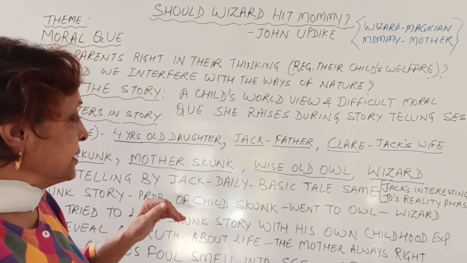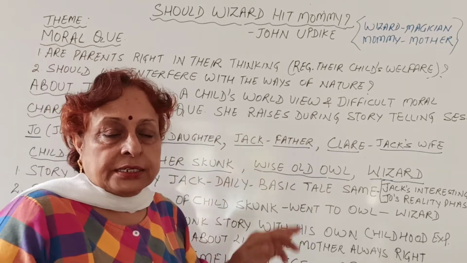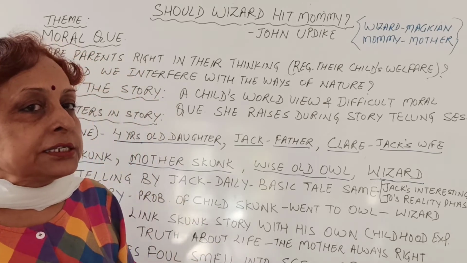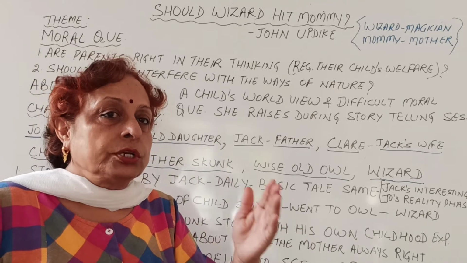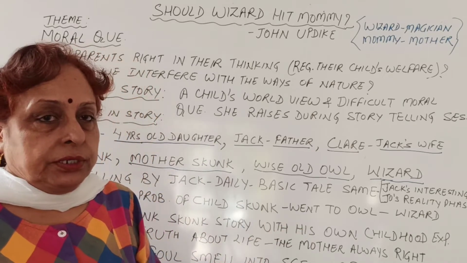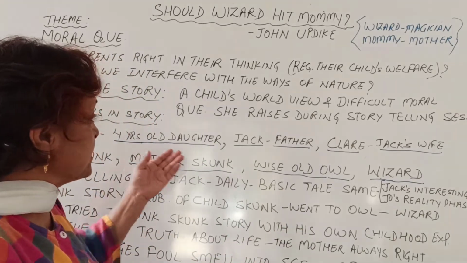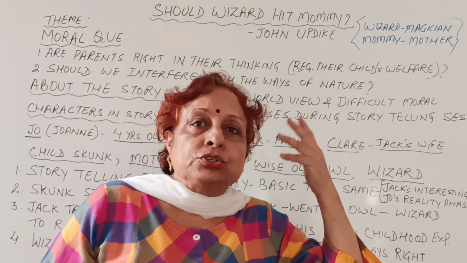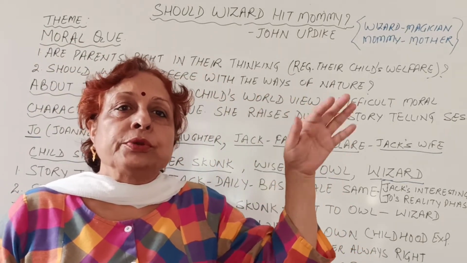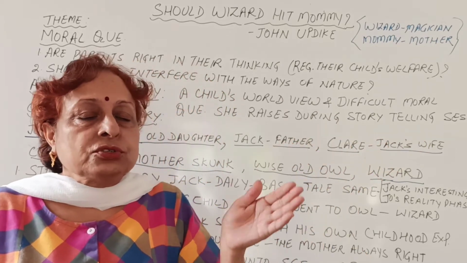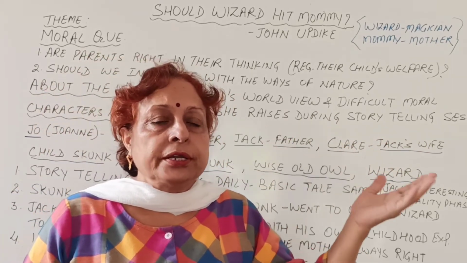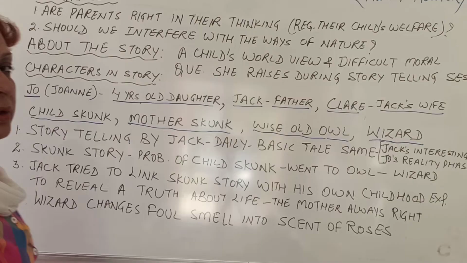And that day, in the afternoon on Saturday, Jack asked his daughter Jo, today, who should the story be about? Then Jo tells him that today the story should be about Roser, because she knows that the name of the creature will begin with Roser. So she says, Roser, I want to hear a story about Roser Skunk.